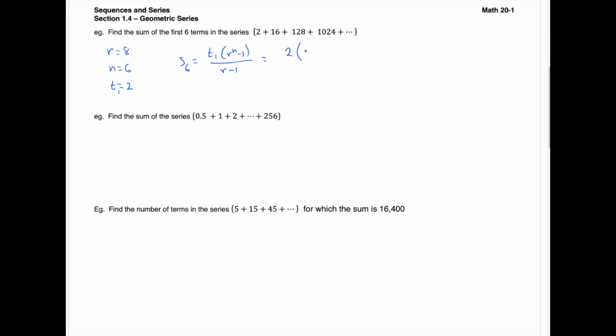So my t1 is 2. My r value is 8 to the power of 6 minus 1. And then all over top of 8 minus 1. And if you put your values in for that, I will get 74,898.